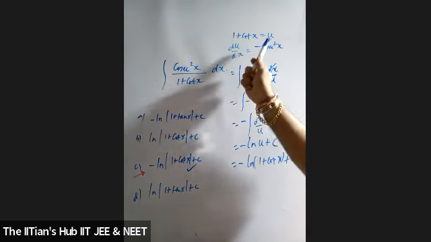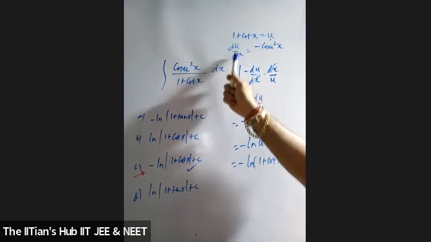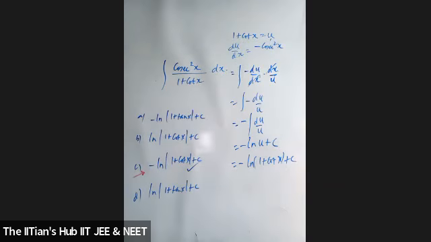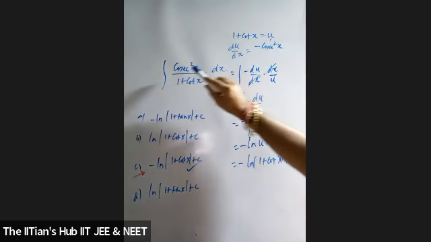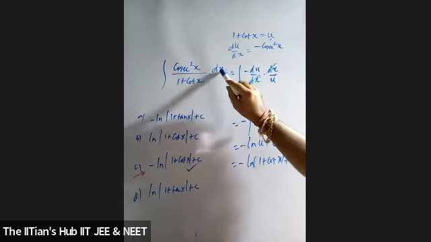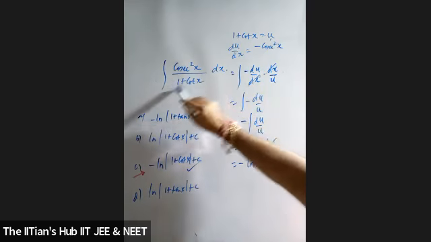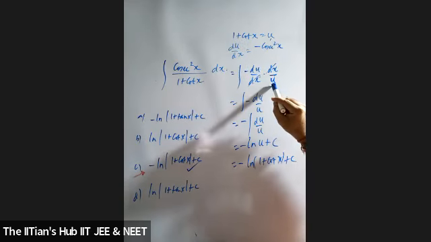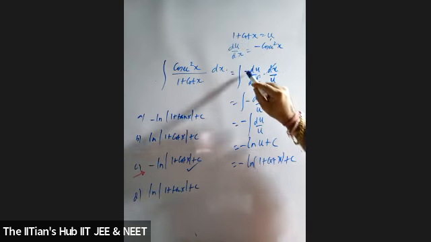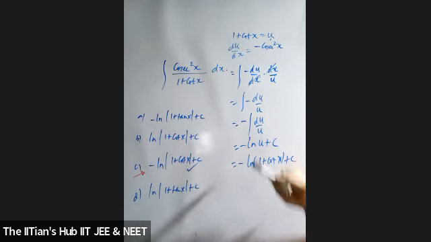Students, listen carefully to what I did. I differentiated 1 plus cot x, which gives minus cosec square x. Then I simply substituted, students. Cosec square x is minus du by dx, and dx is already there, and I took 1 plus cot x as u. So this will get cancelled, and the minus comes out. Integration of du by u is ln u. Students, is that clear to all of you? Yes, sir.